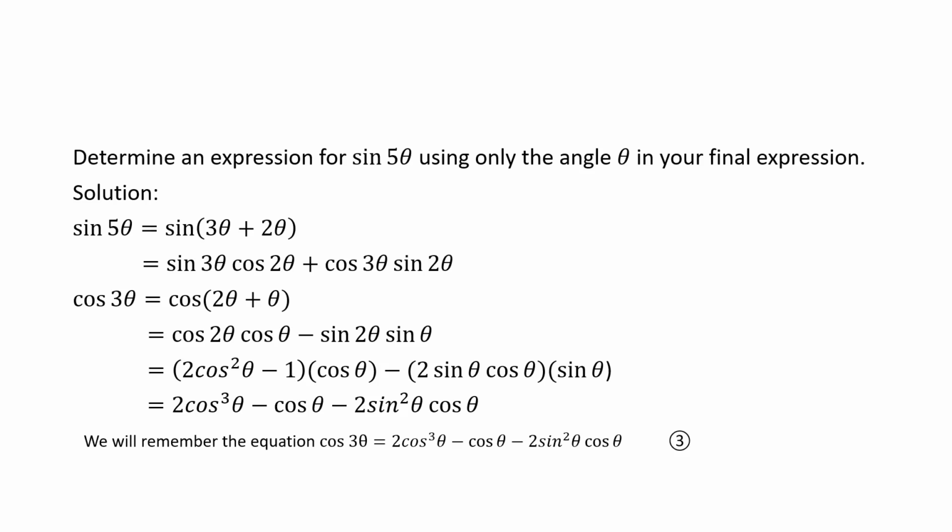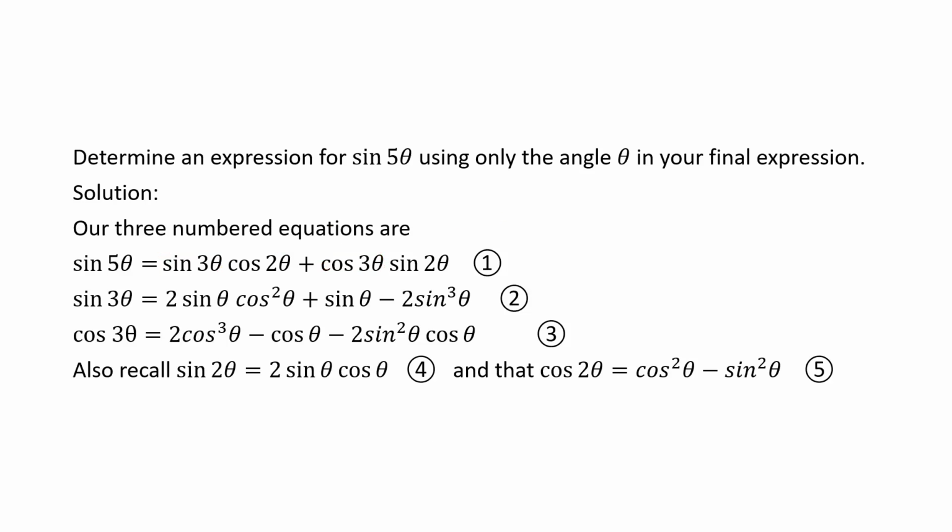Okay. So now we've got an expression for sine 3 theta involving only theta, and an expression for cos 3 theta involving only theta. We use any one of our double angle formulas to express cos 2 theta in terms of only theta, and we use our double angle formula for sine 2 theta to express it in terms of only theta. And we go.